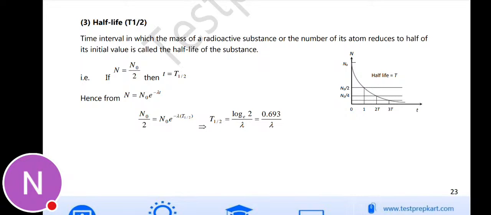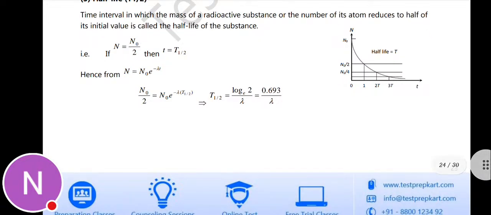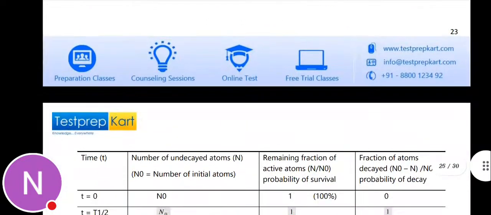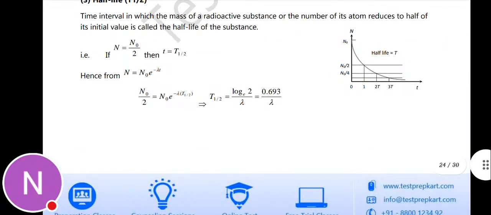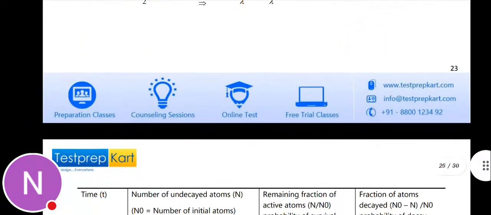Hence, from N is equal to N naught e to the power minus lambda t, N naught by 2 is equal to N naught e to the power minus lambda T1 by 2. So this is the formula. Finally, T1 by 2 is equal to log e 2 by lambda, that is equal to 0.693 by lambda.